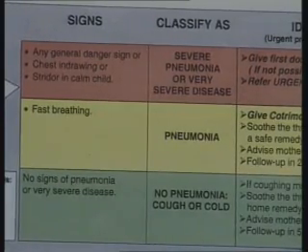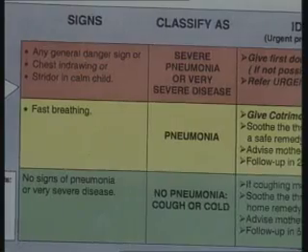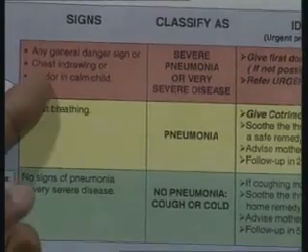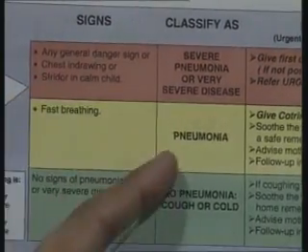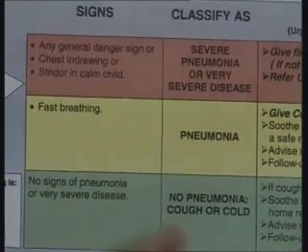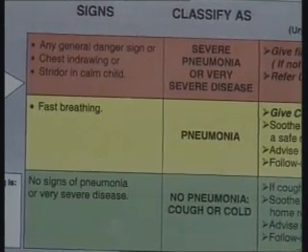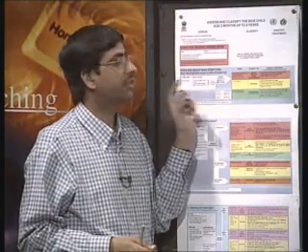So we have three classifications, and a child will have either severe pneumonia or very severe disease, or pneumonia, or cough or cold. That's how we classify a child with cough or difficult breathing.